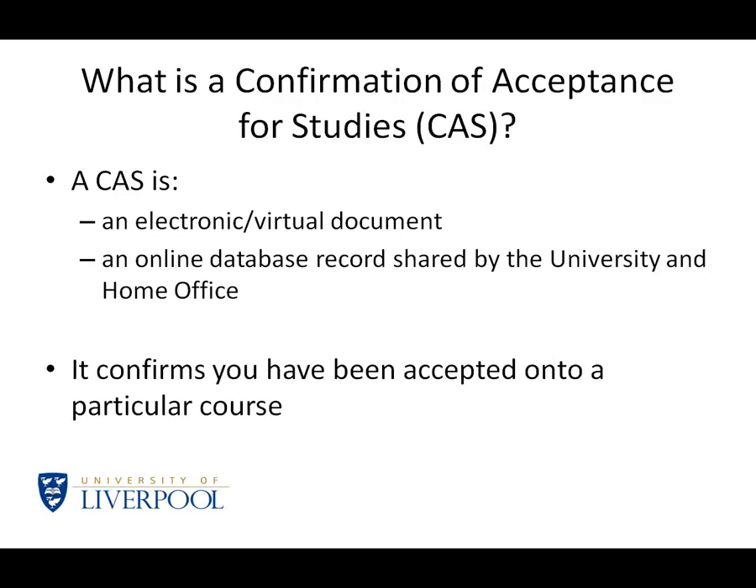So what is a CAS? It's an electronic or virtual document, and there's an online database record shared by the university and Home Office, which actually is called SMS. So basically the university inputs information about you, where you're from, your qualifications, the course you're going to be doing, and the Home Office have access to that information as part of your visa application. And it confirms that you've been accepted onto a particular course of study.